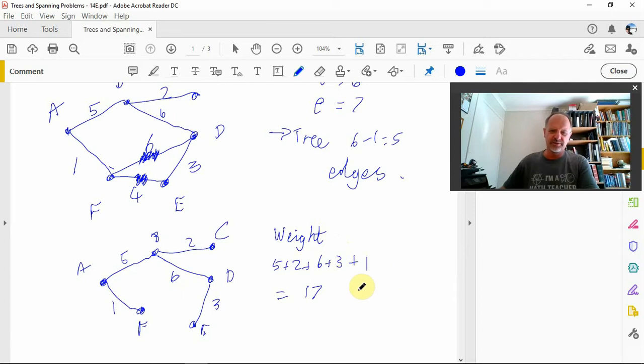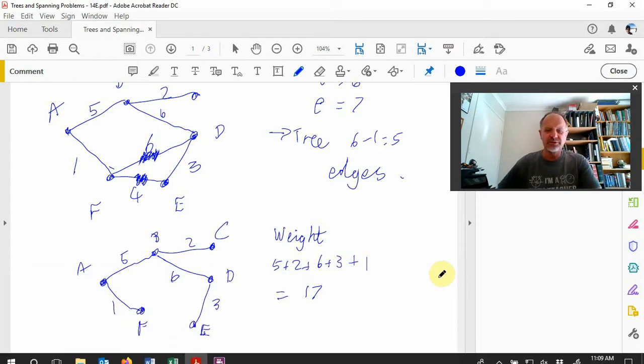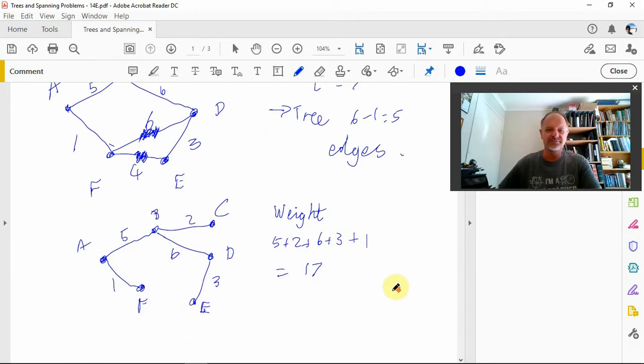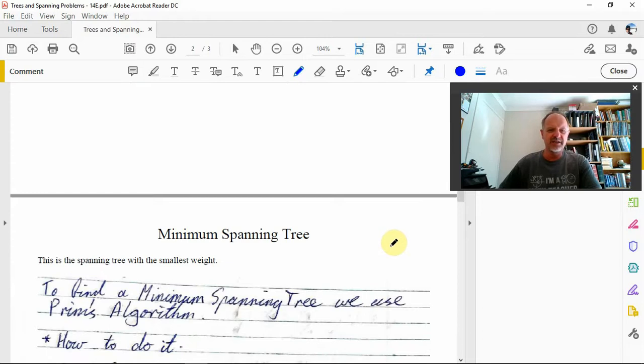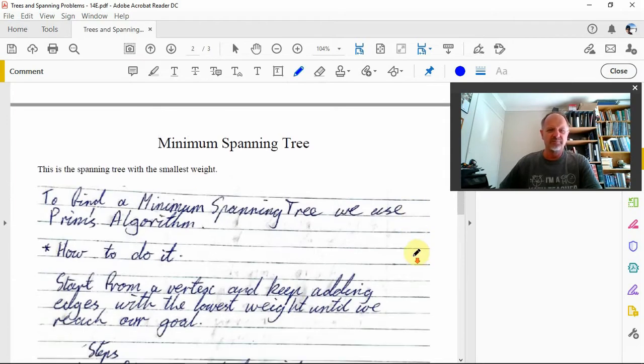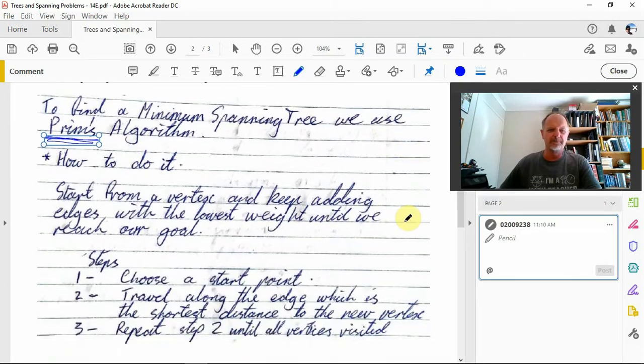Which then brings us to the fact that the one I've just done is one less than the one on the website. Sometimes the weight of the spanning tree makes a difference, so we need to know the minimum spanning tree. As it says here, this is a spanning tree with the smallest weight. How do we find it? Well, here's how we find it. We use this fella Prim, and we use Prim's algorithm. So what is Prim's algorithm?